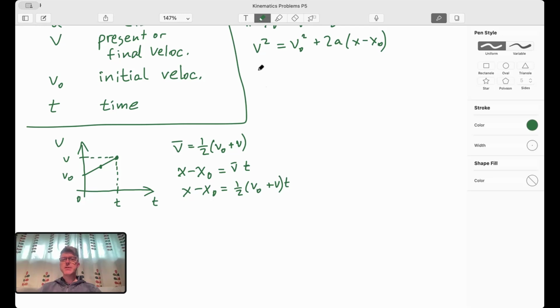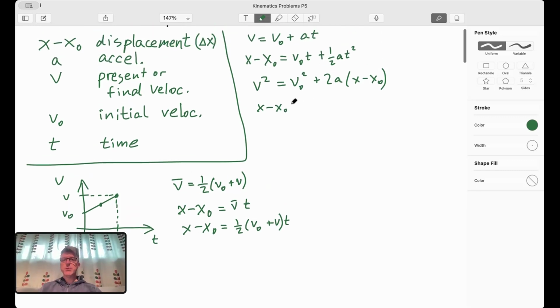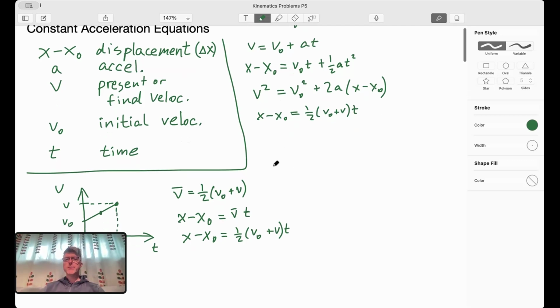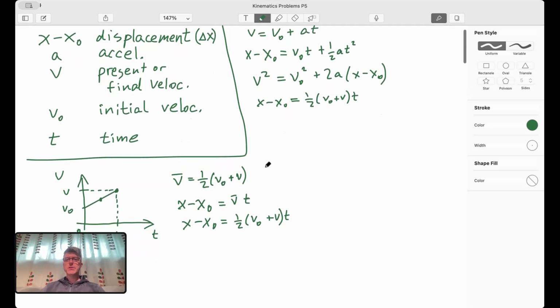This is one that is very useful, I find. So here we have this: x minus x naught equals 1/2 v naught plus v times t. And I'm sorry that there's so many equations in this. Most units in physics, you only have one or two important equations. This one, we end up with a bunch, but they're all very useful, and you can pick one for whichever thing that you need to do.